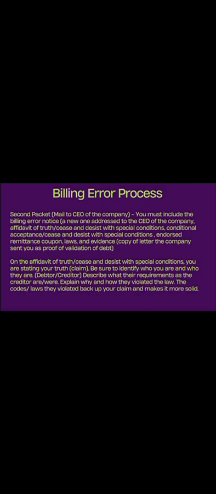And you're not going to use the one that you sent to the company prior. You're going to use a different one. You can use the same verbiage, the same exact one, but you're going to address it to the CEO instead of it being addressed to the company. I hope that makes sense.